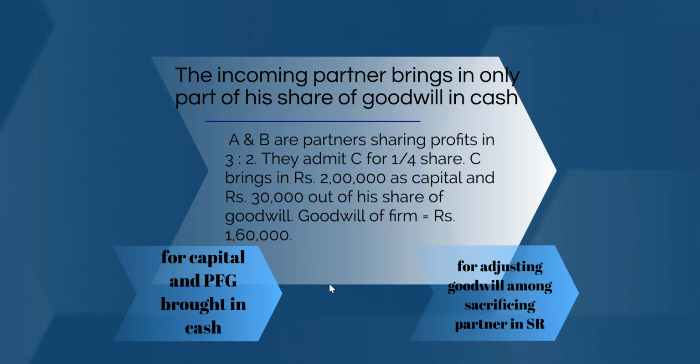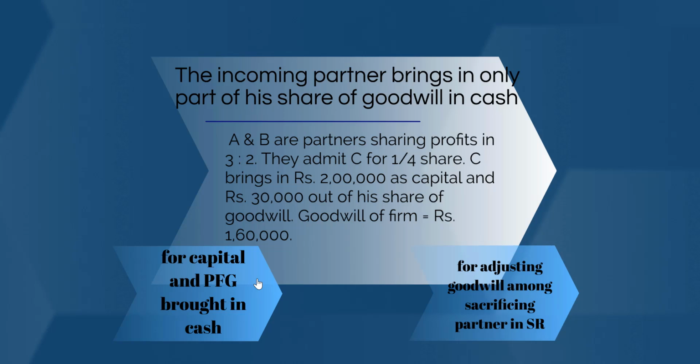So C's share of goodwill is actually rupees 1 lakh 60,000 into 1/4, or rupees 40,000, but C brings in only rupees 30,000 out of this share of goodwill of rupees 40,000. Let's see how we'll deal with this.